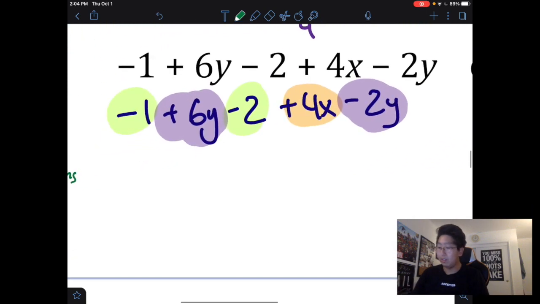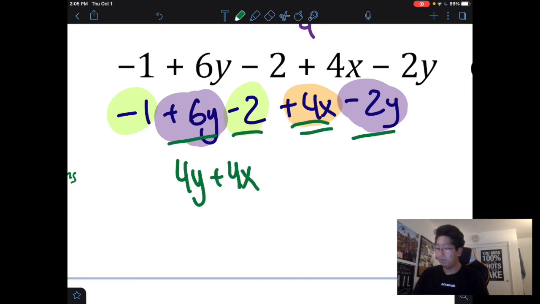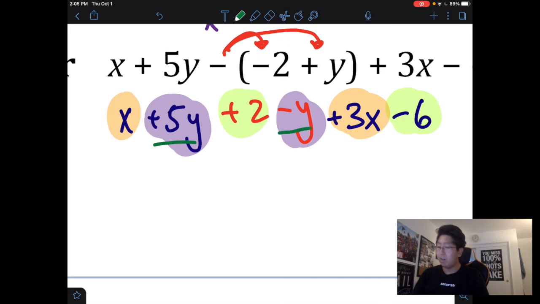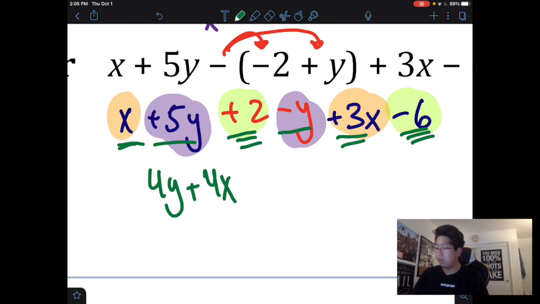Let's look on the left side. Let's start with the y's. 6y minus 2y is 4y. There's only 4x. Minus 2 minus 1 is minus 3. So I combined like terms on the left side. Let's combine over here. 5y minus y is 4y, plus 3x. Oh, there's plus 4x. And then minus 6 plus 2 is minus 4.